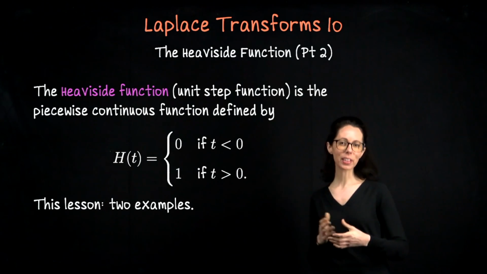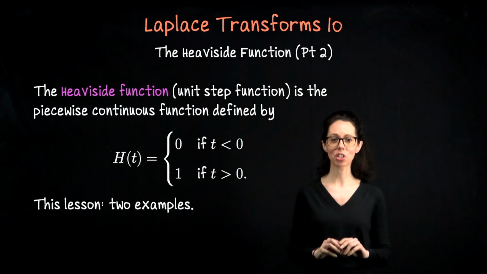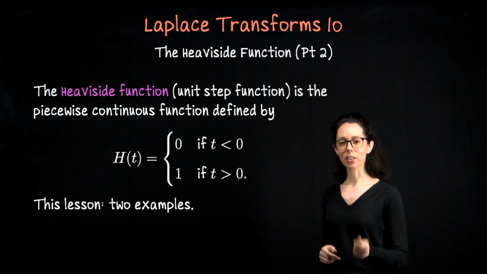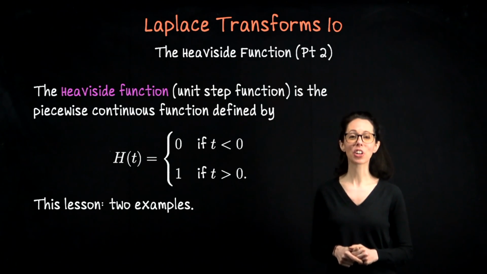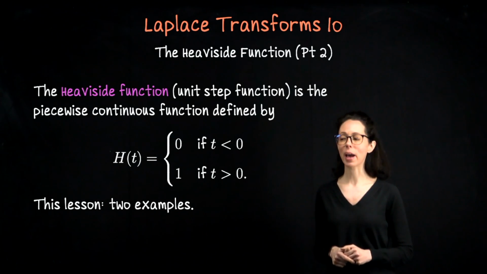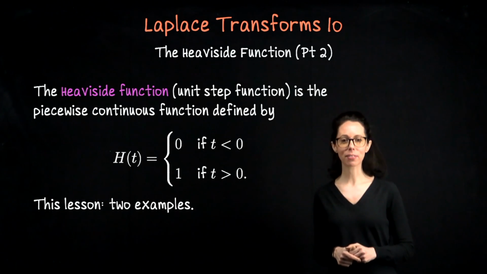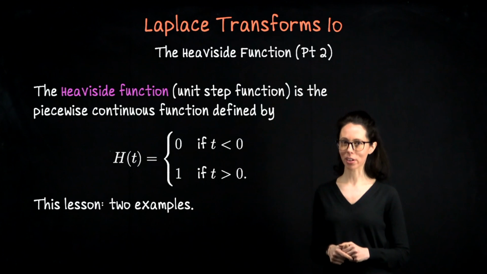But we also briefly looked at the fact that you could use the Heaviside function to turn off a signal or to turn a signal on and then off. Today, we'll just focus on the basic application, which is to turn on a signal after some time has gone by. We will have two examples, a basic first order example, and then we'll look at a second order example.